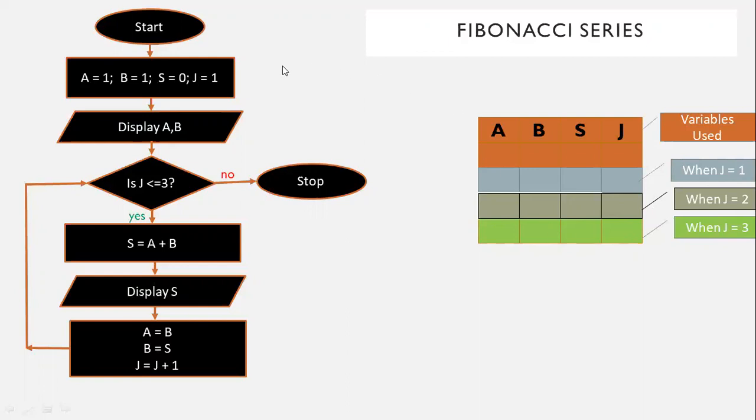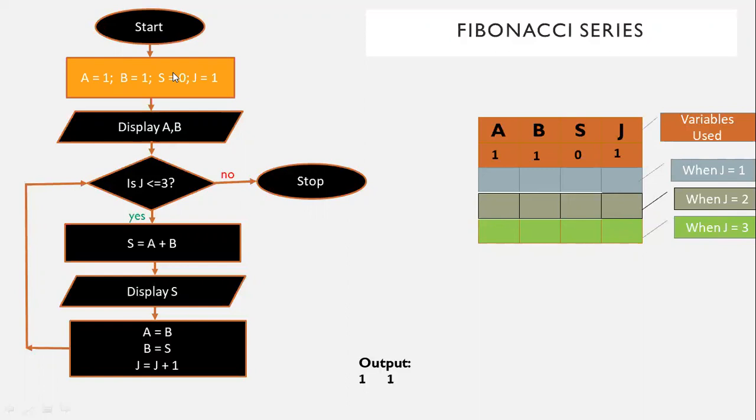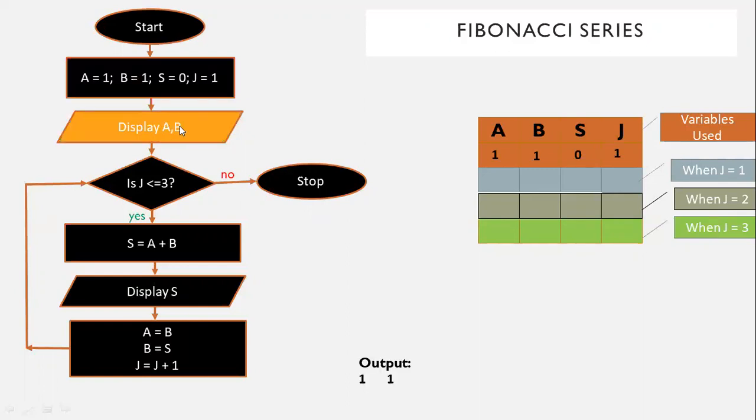Okay, let us start. Our flowchart starts at start. Now we are moving towards the arrow. So a equals 1, b equals 1, s equals 0, j equals 1. This is how it looks in the trace table: a equals 1, b equals 1, s equals 0, and j equals 1. And display A, B. This means the values of A and B are displayed in the output screen down here. The value of A is 1 and the value of B is 1, so it is printed in the output screen.